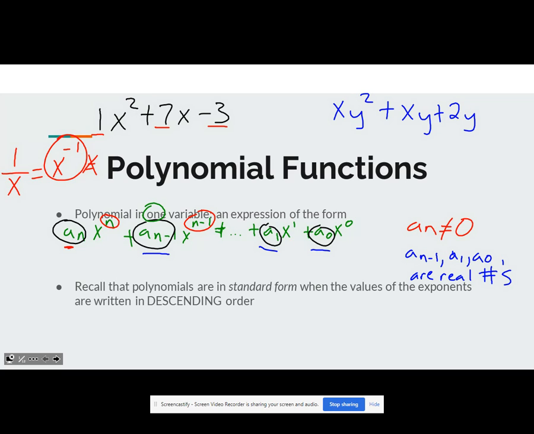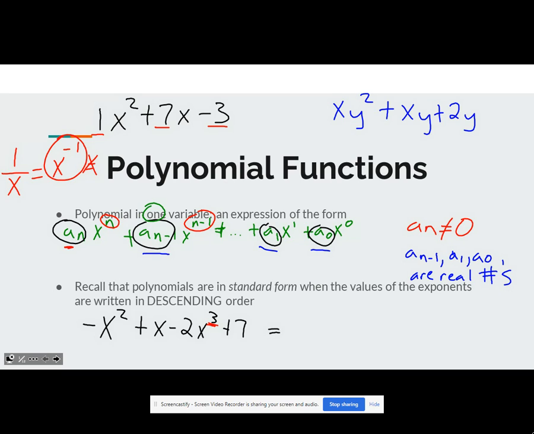And then just a quick recall that polynomials are in standard form when the values of the exponents are written in descending order. So we've been talking about this, but just real quick, if we had something like negative x squared plus x minus 2x cubed plus 7, that's not in descending order because the 3 is our largest exponent here, and it doesn't come first.